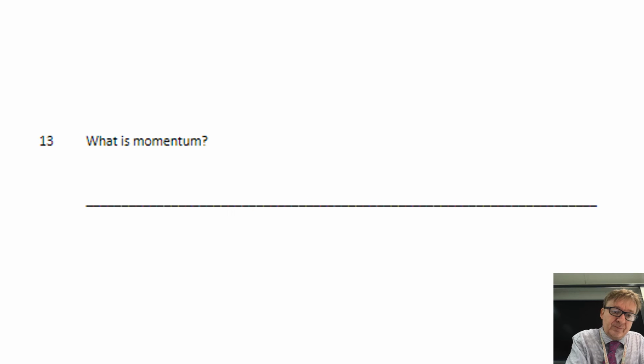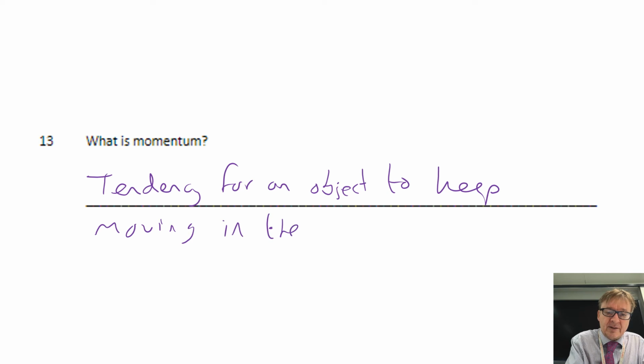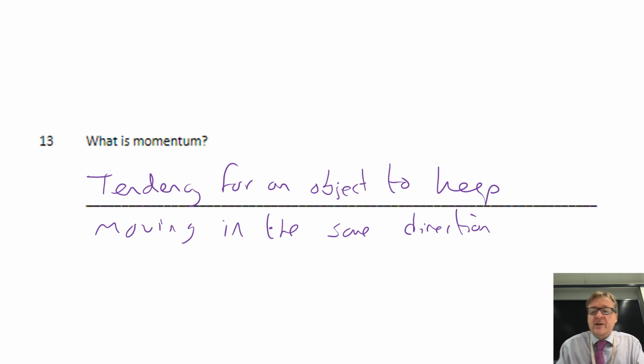Momentum. Momentum is the tendency for an object to keep moving in the same direction. Okay, so if you think about two people running along, you've got an England rugby player and you've got a year 7. The England rugby player has got much bigger momentum, so they have a much bigger desire to keep moving.